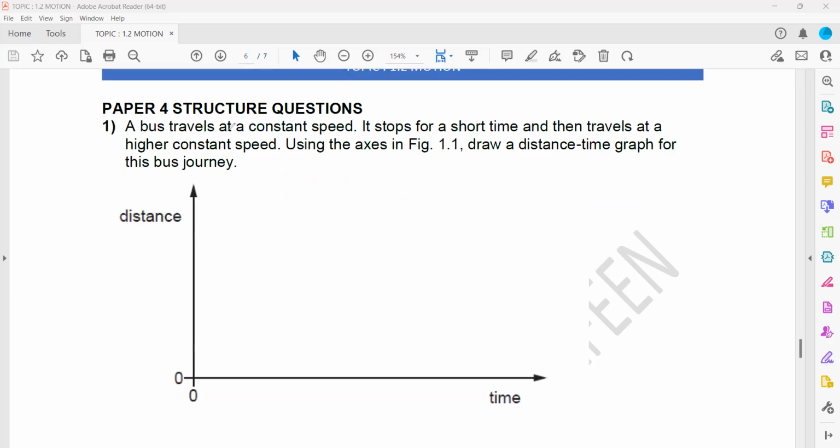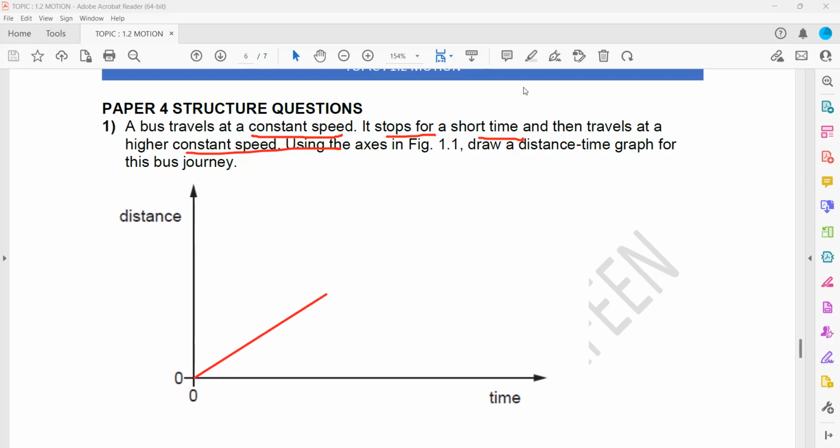Here we have to sketch a graph without the values. A bus travels at a constant speed. Then it stops for a short time. Then it travels at a higher constant speed. So in a distance time graph, how do we represent a constant speed? We represent it by a straight line. So the bus is traveling at a constant speed, and this is showing that the bus travels at a constant speed.